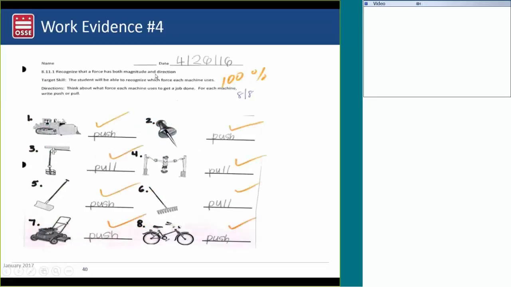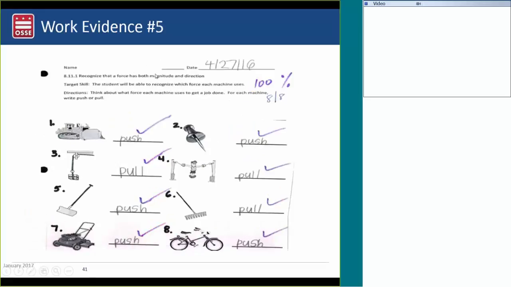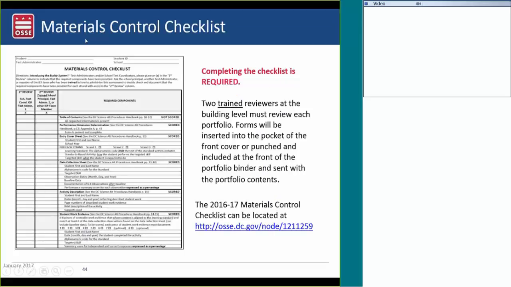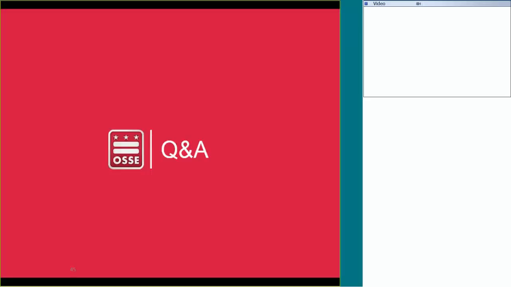Okay, the last required piece of information I want to leave with you today. This is new for this school year, 2016-2017, and it's called the Materials Control Checklist. This is about making sure that all the technical pieces that are required are present.